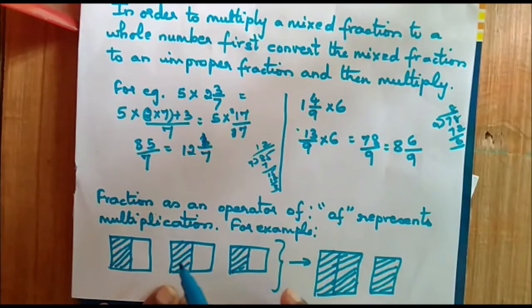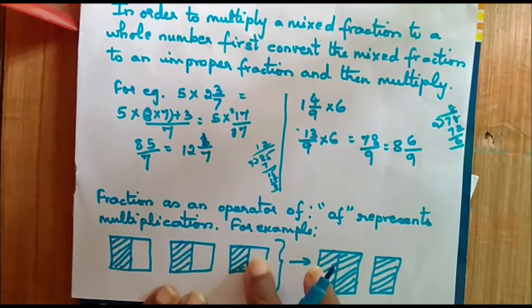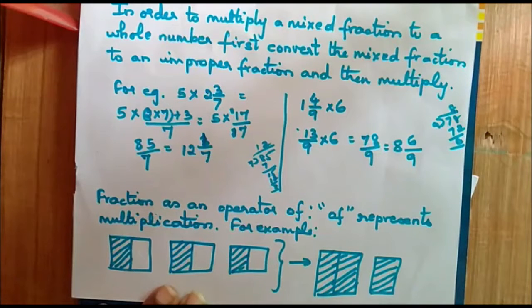Like that I have 3 squares which is multiplied as half of 3. I hope you get how we write with 'of'. Half of 1 is the first diagram. All the three things together is half of 3. What is half of 3? There are 3 halves, 1, 2 and 3. So we can call them 3 by 2 or 1 and 1 by 2.